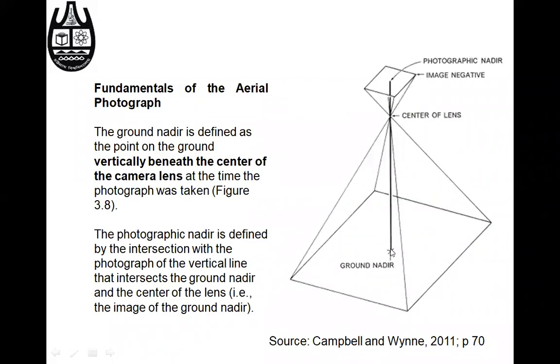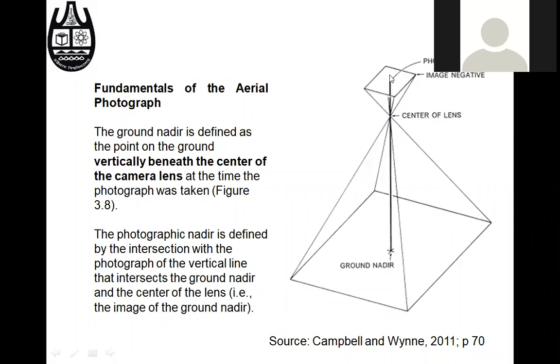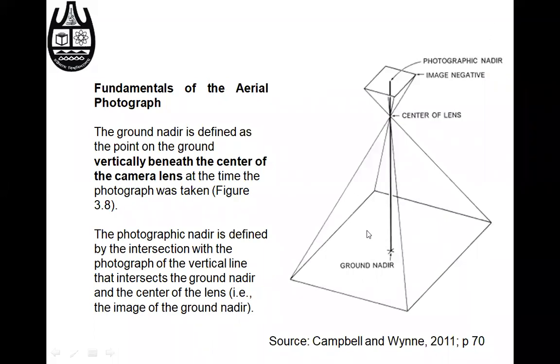So, nadir. If you see, this is a ground. This ground, I wanted to take the photographs. This is a single photograph. And this is my photographic plate, inside the camera, back of the camera. And this is our lens, that means front of my camera. Now when you are taking the photographs, the vertical beneath of these lenses, if you just draw a line very sharp vertically, it touches a point of the ground, and this is your nadir of the ground.